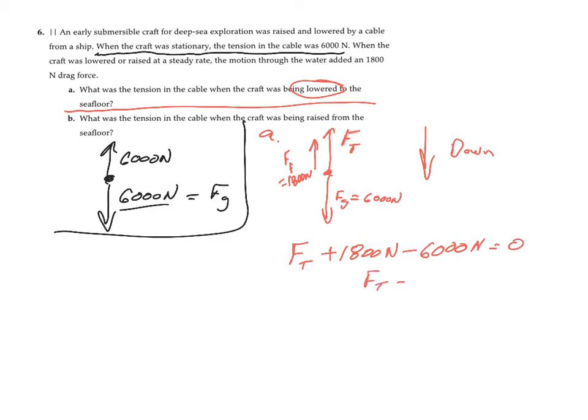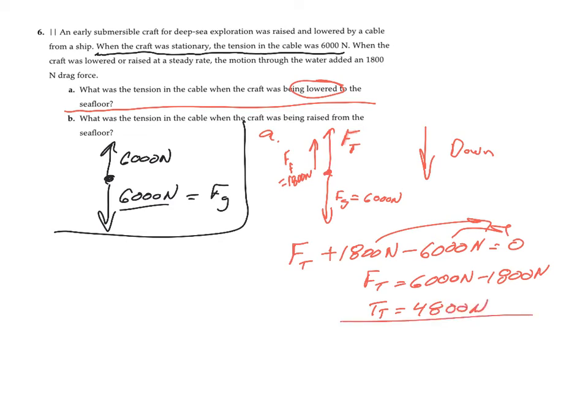So force tension equals 6,000 newtons minus 1,800 newtons because I flip these things to the other side of the equal sign, and I get force tension being 4,800 newtons. And you would think that lowering it down, the water would kind of get in the way and slow it down and it would take off the tension. Let's do up, which is B.